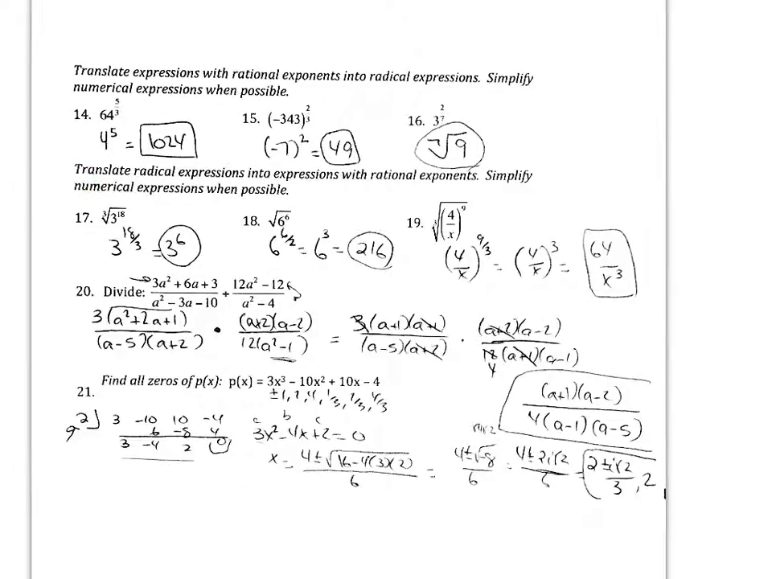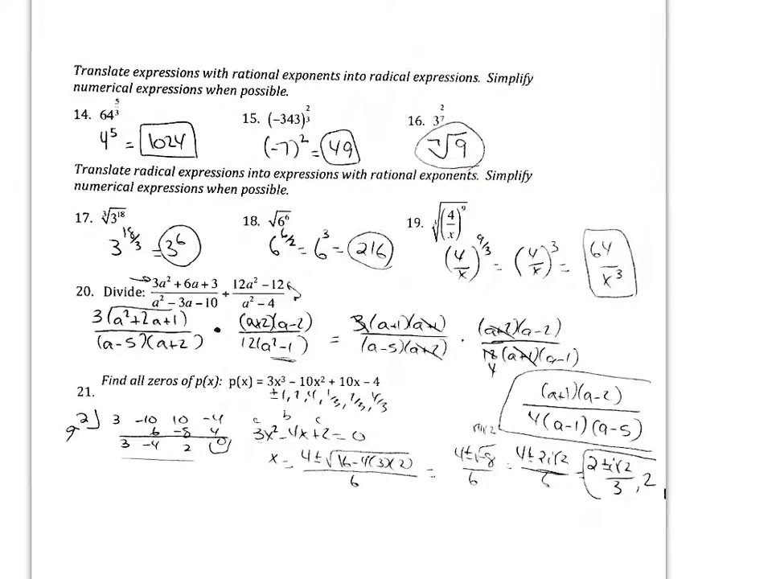14 through 19 are all what we did today. Bottom is the root, top is the power. So on this one, I did the cube root of 64, which is 4. 5 is the power, 4 to the 5th, 1024. Same thing here. Cube root of this is negative 7. Square it, 49. Same thing here. 7 through to 3, squared.